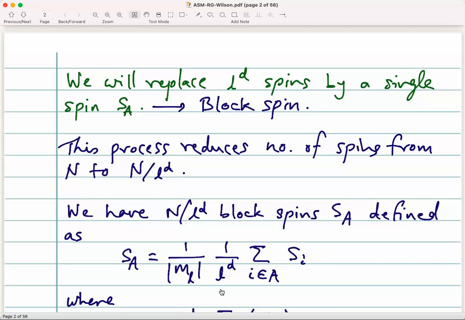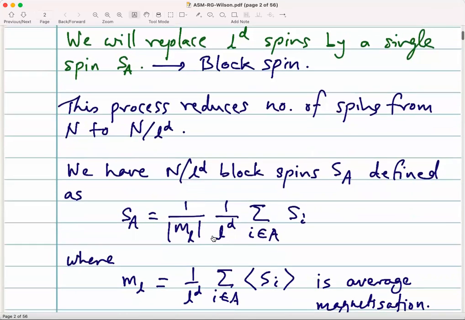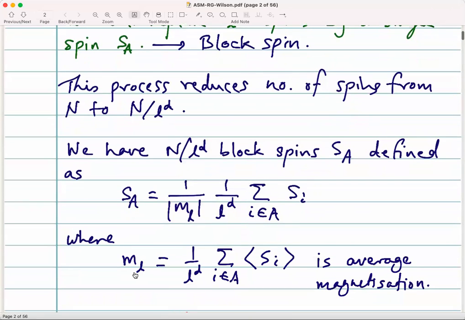Divide by the volume of the block and divide by modulus m_L. Modulus m_L is what we will define now. That is the average magnetization. That average magnetization is basically just the average value of these spins inside the block; take that sum and define m_L to be that sum per unit volume.